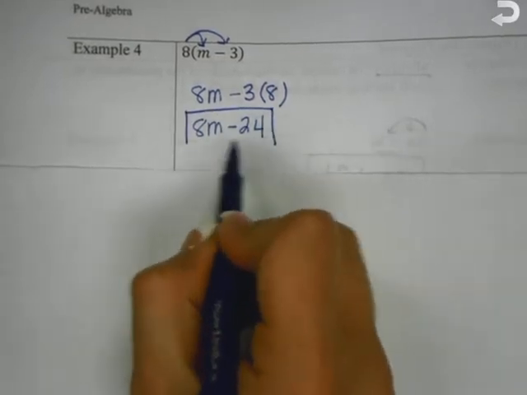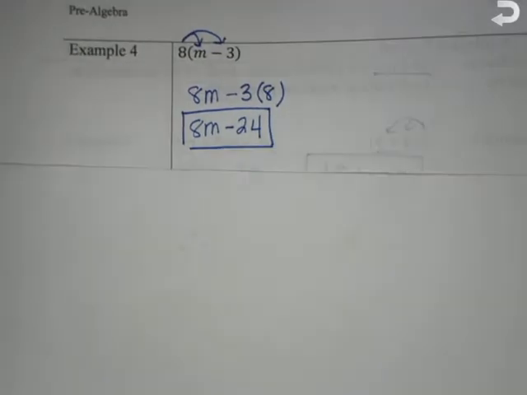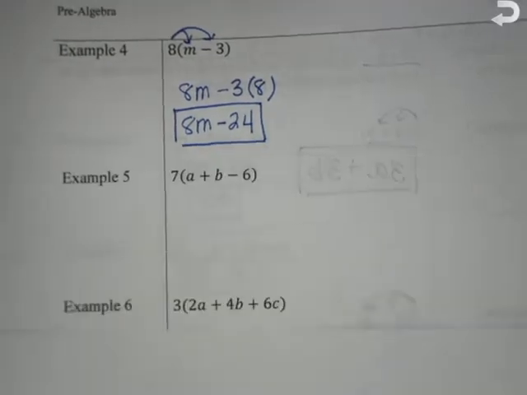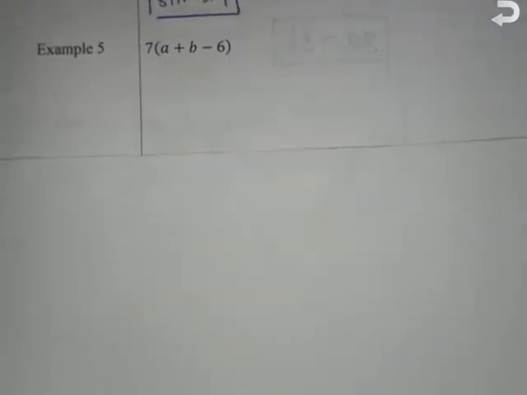How did you get that? Good. Example 5. This time we're multiplying by 3 things.